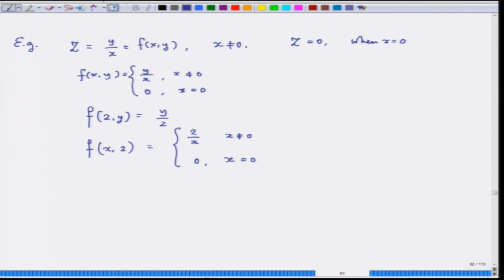Now, if I look at this function f(x, y), take all the points (x, y), or take the line where you have x equal to 0, which is basically the y axis. So, this line is the line x equal to 0. What I want to tell you is that along this line x equal to 0, this function is discontinuous.